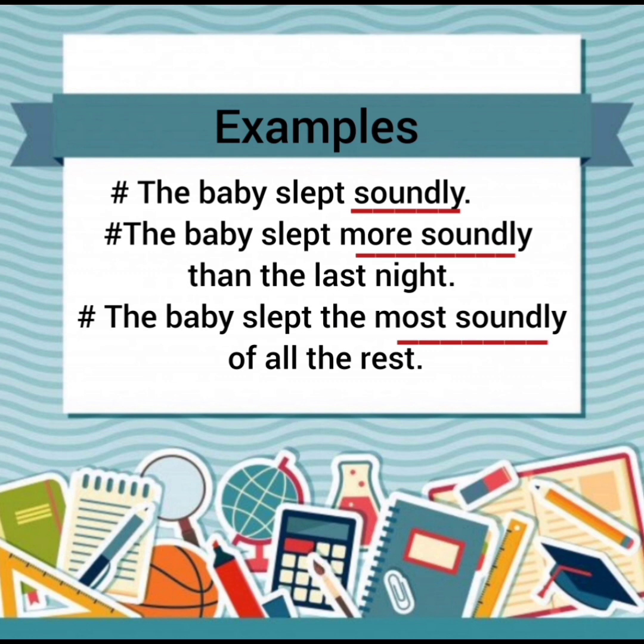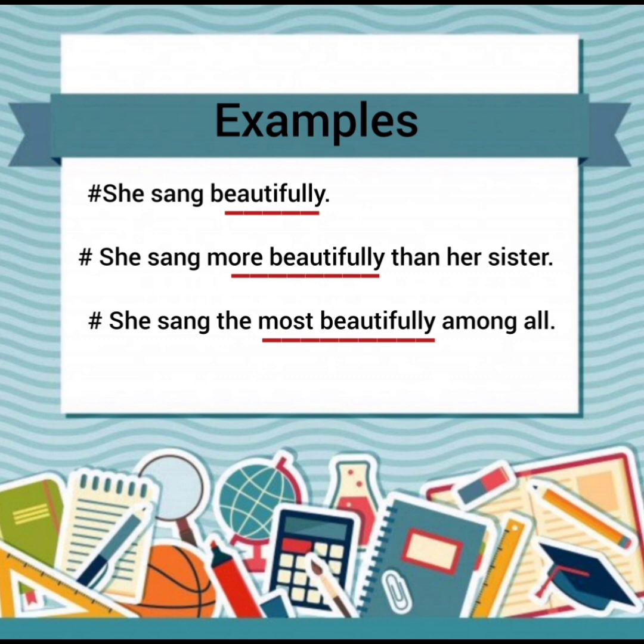Then the next example is, she sang beautifully. Now beautifully is used for the action sang here. She sang more beautifully than her sister. Then is there for comparison. She sang the most beautifully among all. Now comparison of more than two actions are there.